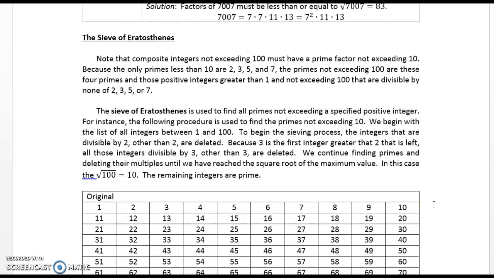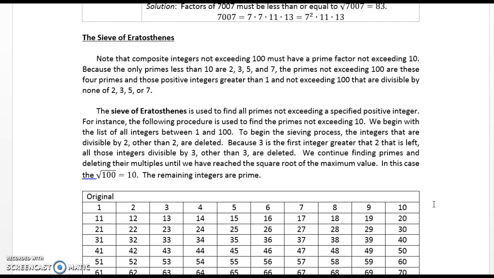The sieve of Eratosthenes. Note that the composite integers not exceeding 100 must have prime factors not exceeding 10. Because the only primes less than 10 are 2, 3, 5, and 7, the primes not exceeding 100 are these 4 primes, and those positive integers greater than 1 and not exceeding 100 that are divisible by none of 2, 3, 5, or 7. The sieve of Eratosthenes is used to find all primes not exceeding a specific positive integer.